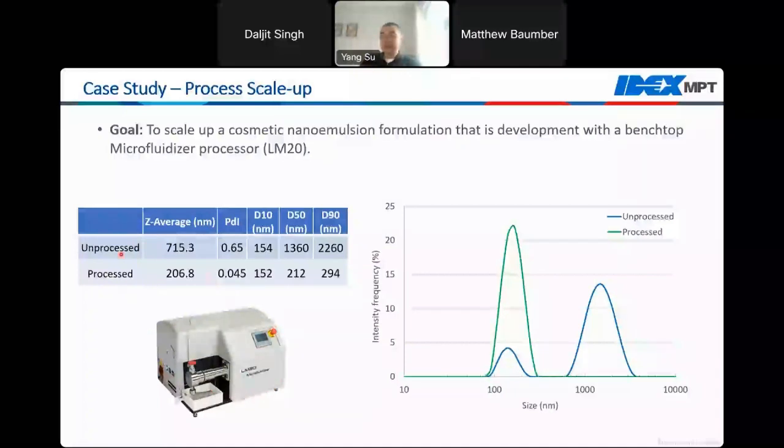Showing here, you can see again the efficiency of the process that reduces the particle size to the desired size very efficiently. You have the large particles before processing through the system, and after processing through the microfluidizer processor LM20, we were able to achieve an average particle size at around 200 nanometers very efficiently with a very narrow distribution, as indicated by this peak here.